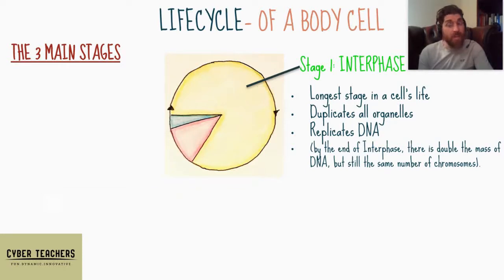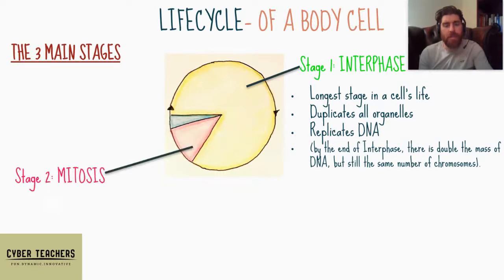Remember, all of these cell organelles are highlighted in my video, Basic Cells for GCSE. So if you've forgotten any of those, take a look back at that. Also during interphase, DNA is replicating and copying itself. So by the end of this phase, there will be double the mass of DNA in the cell than normal. This is the longest stage of the cell cycle.